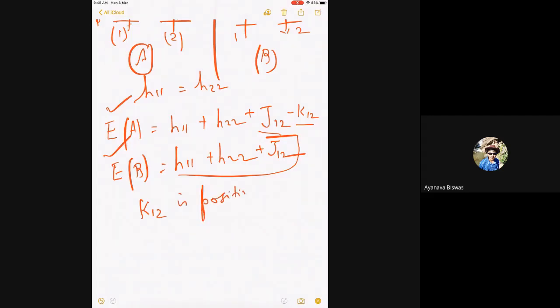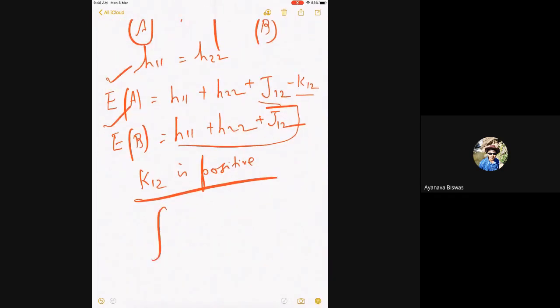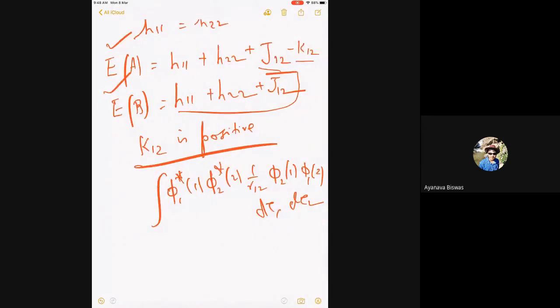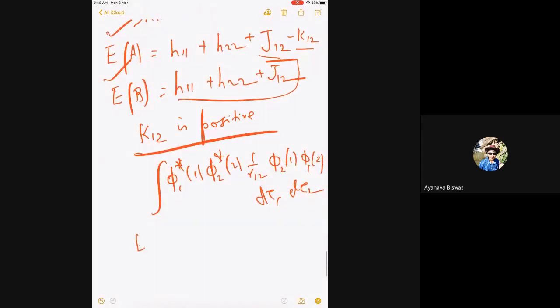Now, this is something that I will not prove. So even K12, which is phi 1 star 1, phi 2 star 2, 1 by R12, phi 2 1, phi 1 2, is a completely positive integral. Since they are positive, you can see that the energy of A will actually be lower than the energy of B. Is this clear?